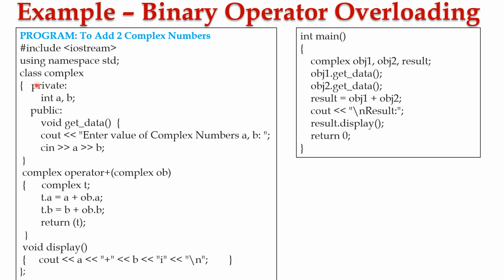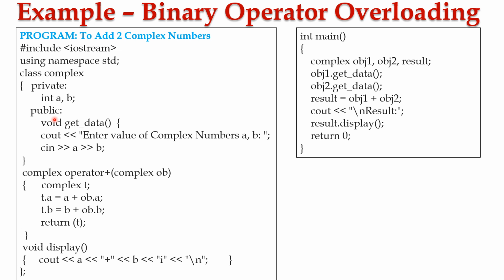So here we have the class definition for the class Complex, and in the private access specifier, we have defined two variables, namely a and b, of integer data type. Here, a represents the real part of the complex number and b represents the imaginary part of the complex number.